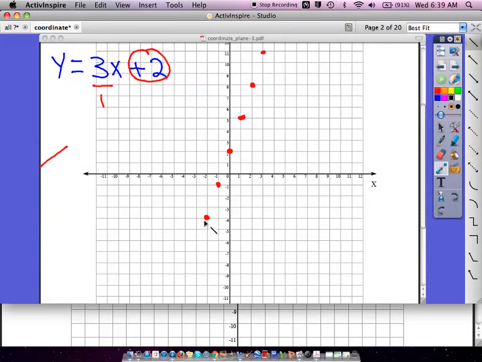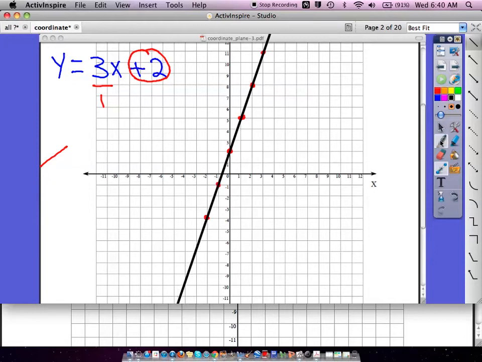So I'm just going to come over and create my line just like this. Remember, we want to extend it all the way through the graph because we want to show every point that's going to work for this. Okay, so it should look something like that.